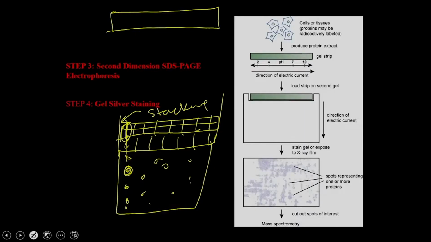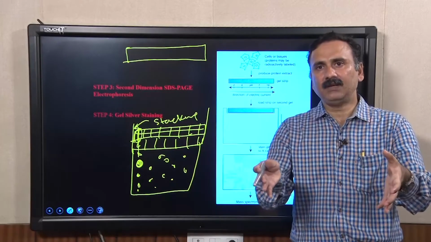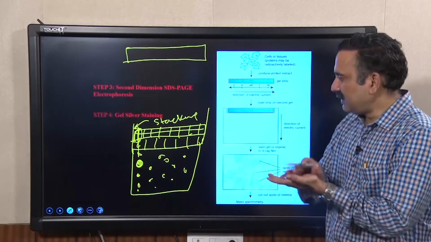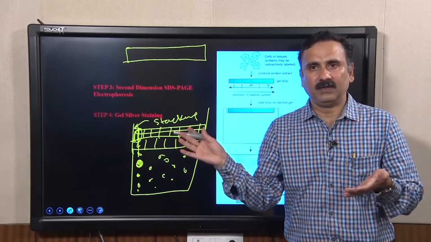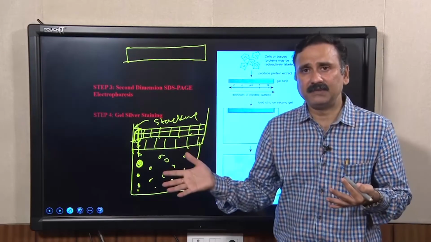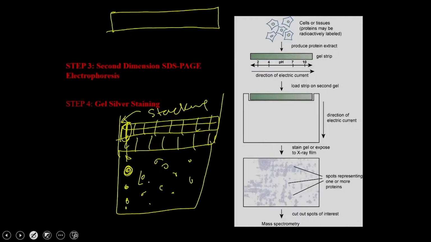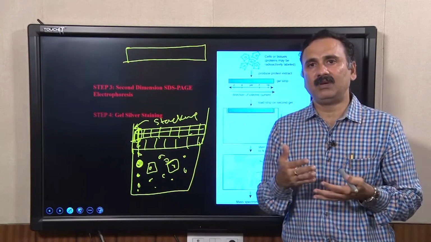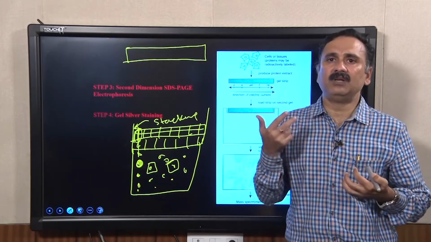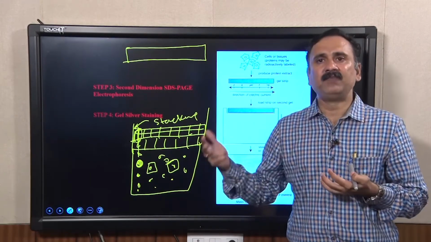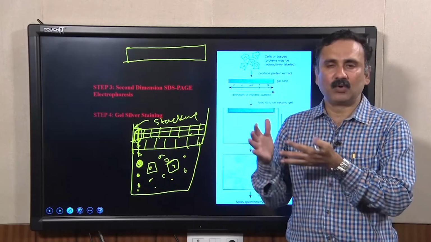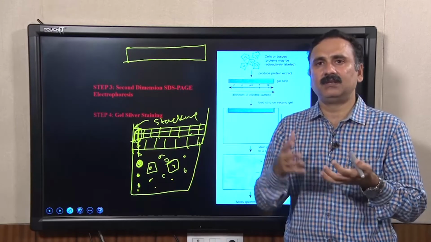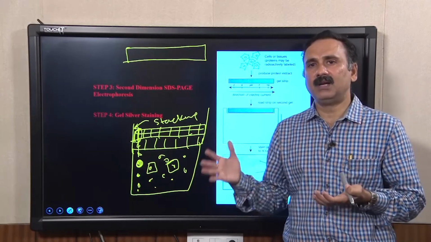Once you get these spots, you can analyze the spot pattern on the second dimension gel, and you can compare it with the untreated samples or the different treatment samples, and that is how it tells you which spots are differentially expressed, which means these are the spots which are additionally present. Those spots you can extract out from the gel and use in downstream approaches, for example, you can do trypsinization and then mass spectrometry, and you can identify the proteins.